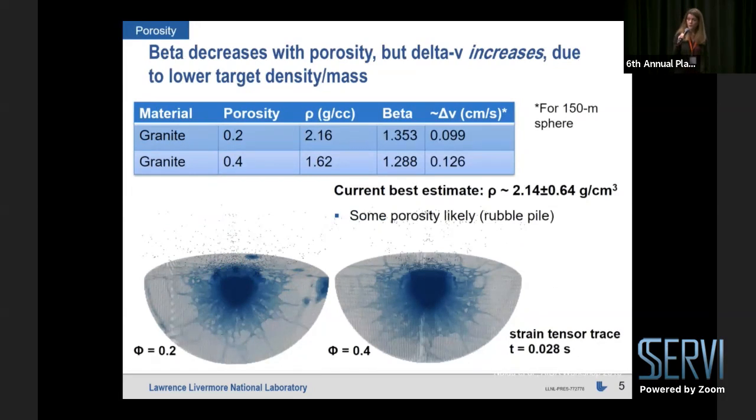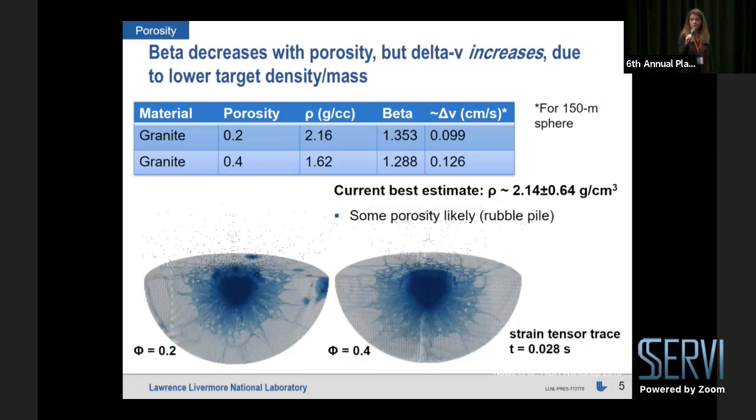Another material property that we think about with asteroid impacts is porosity. Most asteroids are underdense, and so porosity is either in the form of microporosity or macroporosity or some combination. Porosity eats up energy. More energy is partitioned into heating and less is into ejecta. And so that lowers beta to some degree.